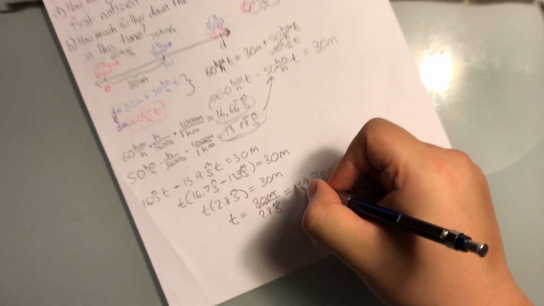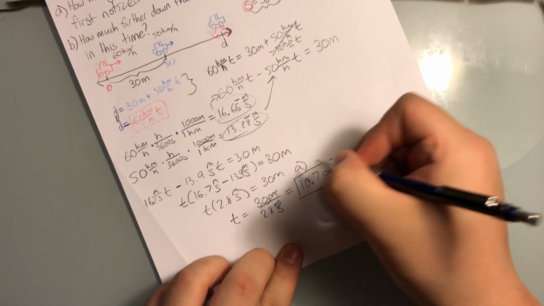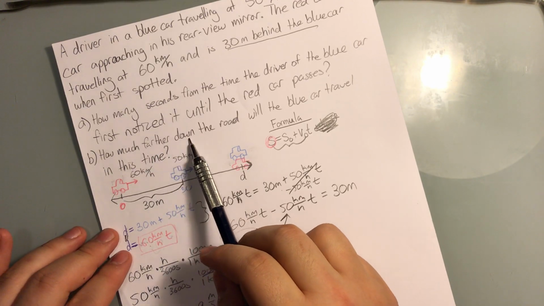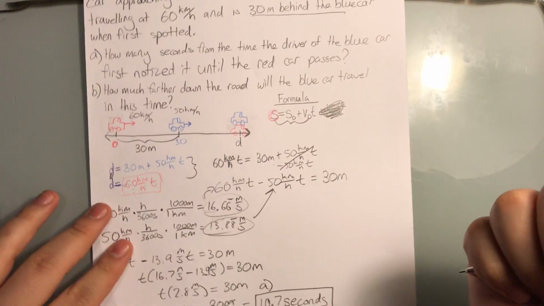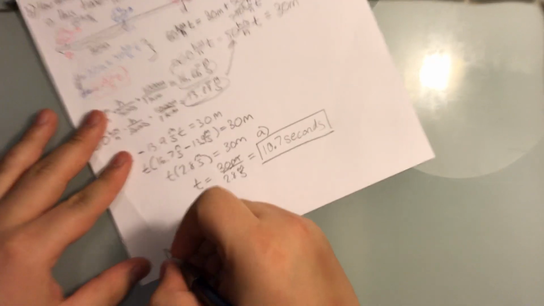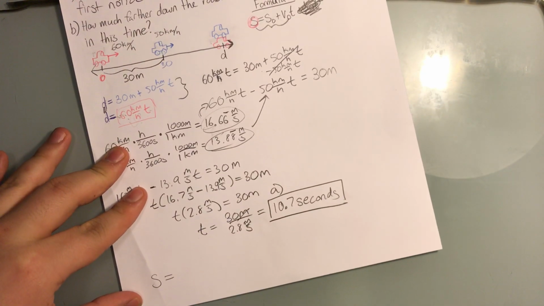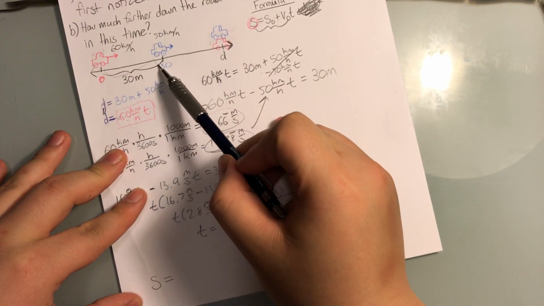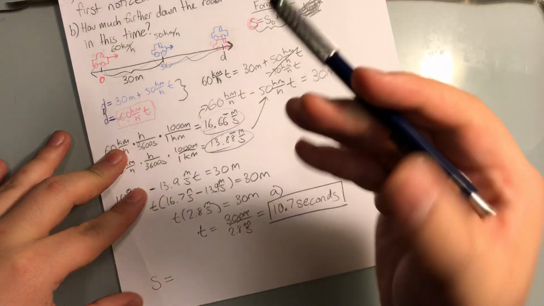Okay, so we answered part A. This is the answer. And then part B is asking us, how much further down the road will the blue car travel in this time? So all we really have to do is just take this equation again. I'm not sure if it's asking for the total displacement or just this part. So we could do both.